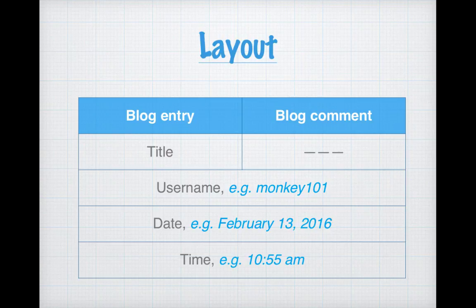which is a username. Here you can just invent your own username. Here, an example given is Monkey101. Then you also have to include the date. And please remember that you have to write the date in the English form. So not in the German form, but in the English one. And then you also add the time.